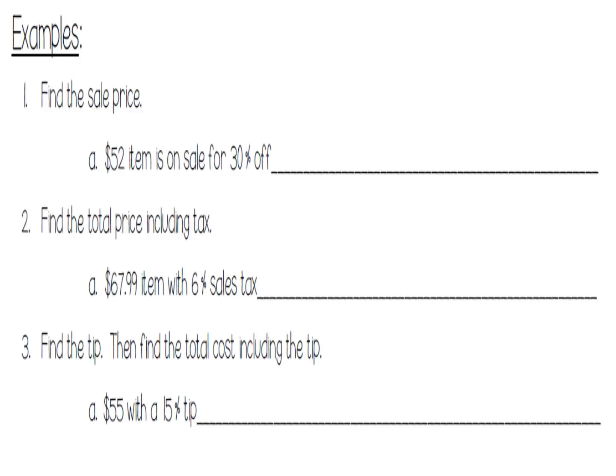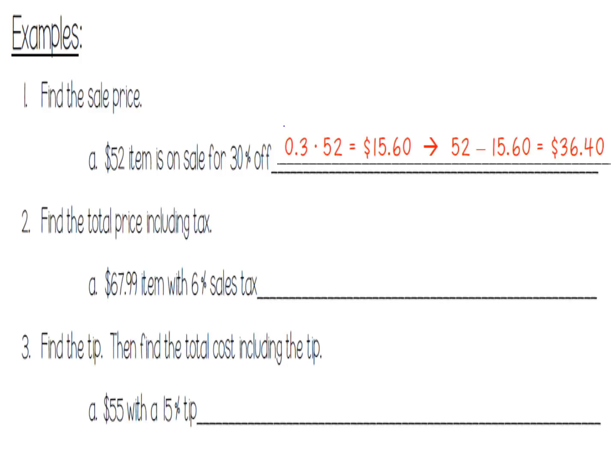Okay, if you had your calculator by now, you should have an answer. If not, let's look at it together. All right, first thing you need to do, you need to change 30% to a decimal, 0.30. So that's 0.3 times 52. That is $15.60. And we're talking about sales price or discount, so we know we subtract 52 minus $15.60. And you get $36.40.